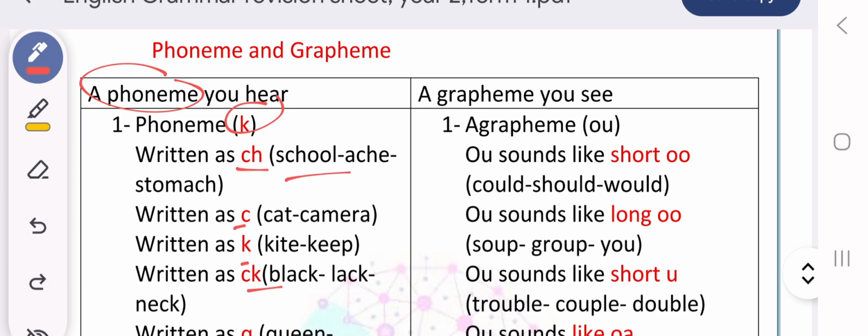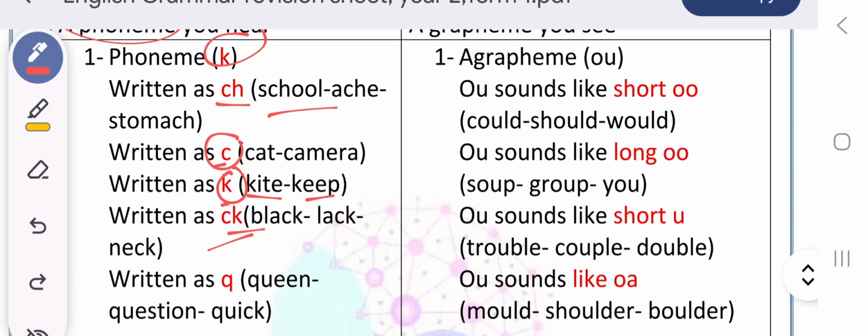There's k, but it's not K, it's CH. Now I heard k, but it's not K, it's C, like cat, camera. I heard k, but now it's letter K, like kite and keep. I heard k, but it's not letter K only, it's CK, like black and lake. I heard k, but it's not letter K, it's Q, like queen, question, and quack.